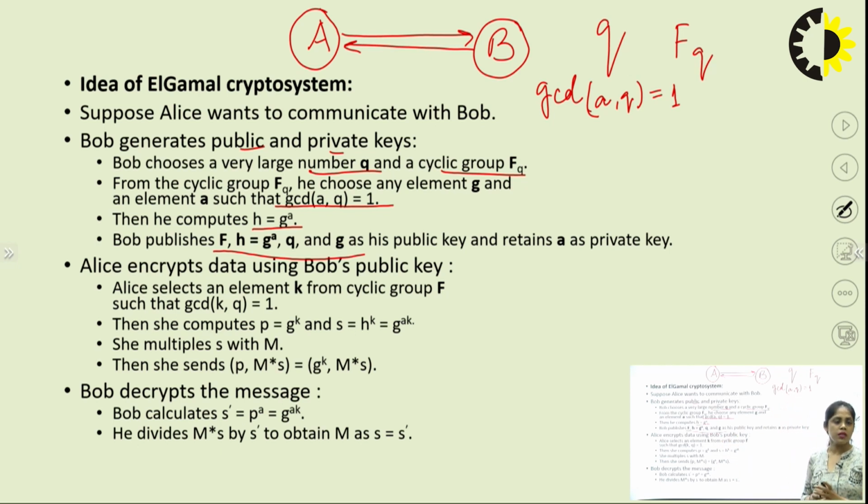So till now, in this step, we come to know that two parties are there. One is Alice, the second one is Bob, for example. Public and private keys are going to be generated. Bob generates them, and how are they generated? First of all, he takes Q, then a cyclic group F_Q, then he considers the elements G and A in such a way that GCD of A and Q is equal to 1.